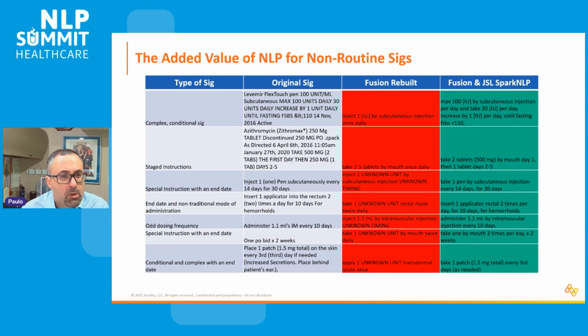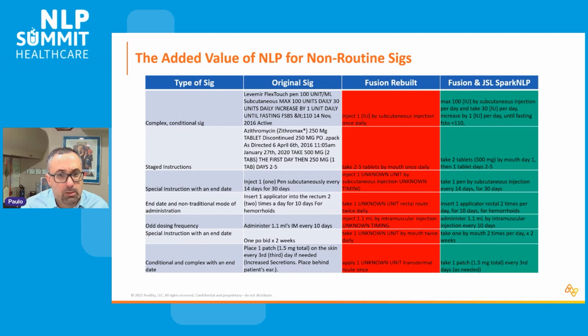You can see with Zithromax, again, that take 2 tablets the first day, 1 tablet each additional day for a total of 5 days. Fusion parsed that as take 2 to 5 tablets by mouth once daily, whereas the combined solution was take 2 tablets by mouth day 1 and then 1 tablet days 2 through 5.